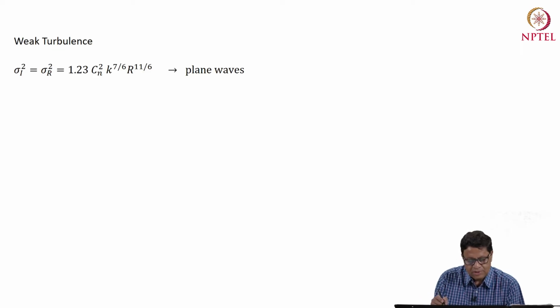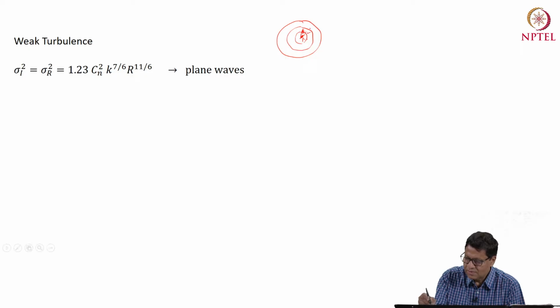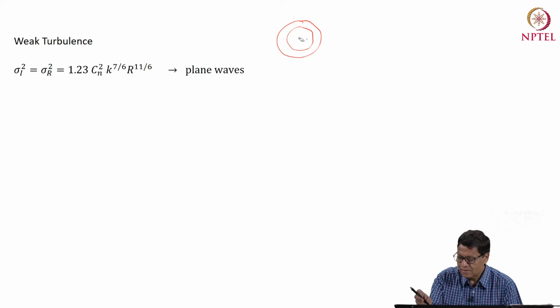So there are two types of waves, plane waves and spherical waves. So this scintillation index has been defined both for plane waves and spherical waves. So when you have a source and it is emitting in all the directions, so this is, say, for example, R1, this could be R2.